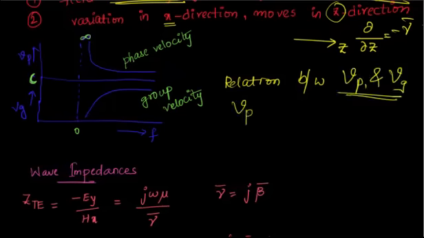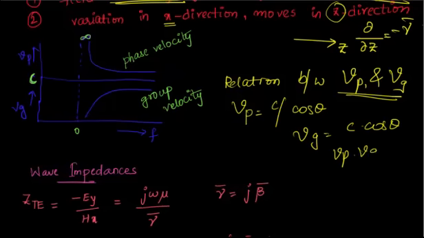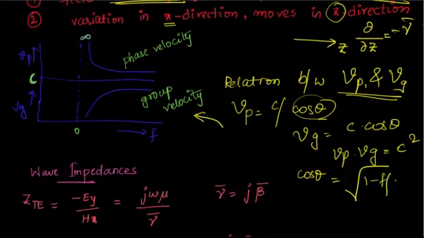We saw Vp is equal to C by cos theta, and Vg is equal to C into cos theta. Vp into Vg is equal to C square. So based on these relations, substituting f, cos theta can be written as root over 1 minus fc by f whole square. Based on substitution of this, you get the phase velocity and group velocity as indicated here.